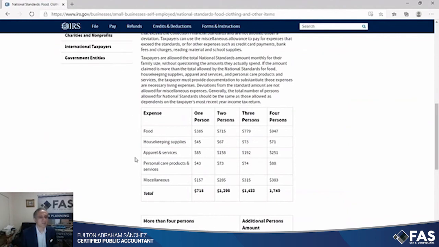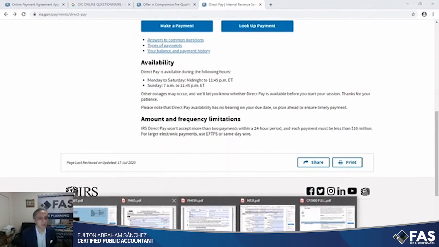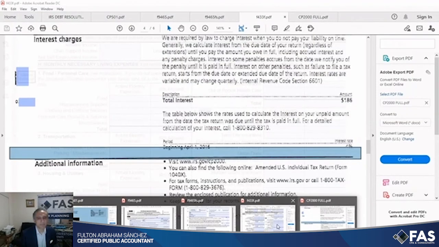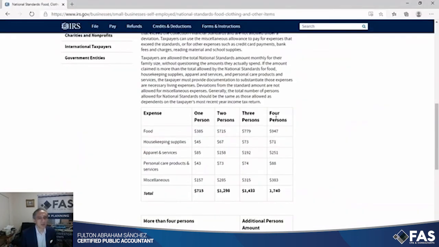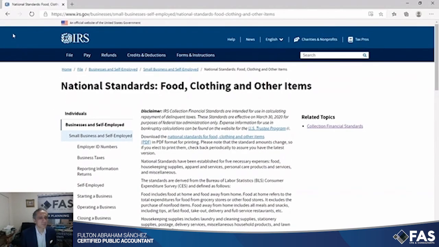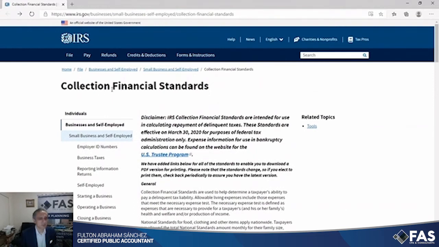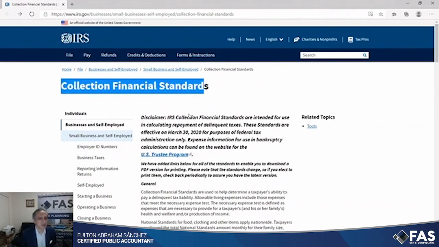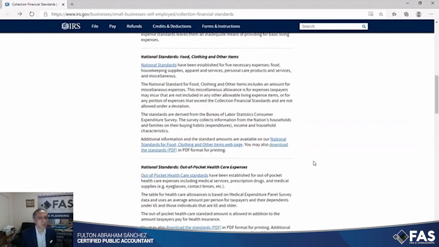National standards. When I click national standard here on the page, this will take me to the IRS standards. National standards. This is a collection of financial standards. In this, I have to go line by line, item by item type.